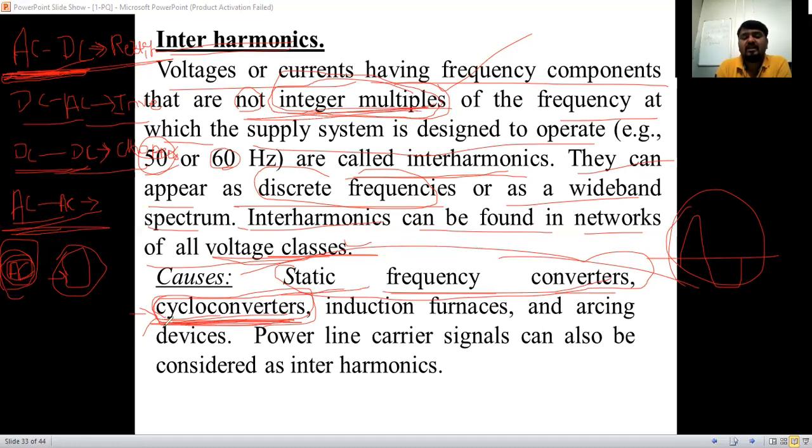You can search on the net and study about cycloconverters. Cycloconverters are also one type of converter only. It is going to convert one frequency to another frequency.